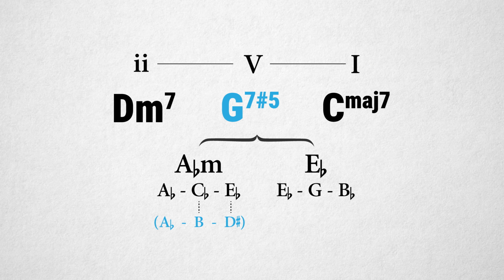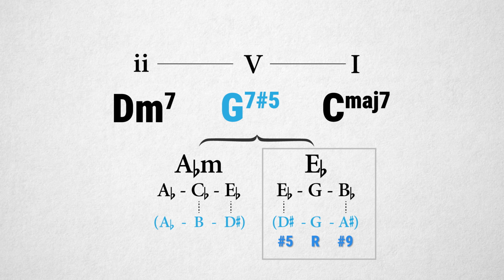The notes of the A flat minor triad are the flat 9 A, the major 3rd B that is enharmonic equal to the C flat, and the sharp 5 D sharp that is enharmonic equal to E flat. The E flat major triad contains the root G and the sharp 9th A sharp that is enharmonic equal to B flat, and the sharp 5 D sharp that is enharmonic equal to E flat.